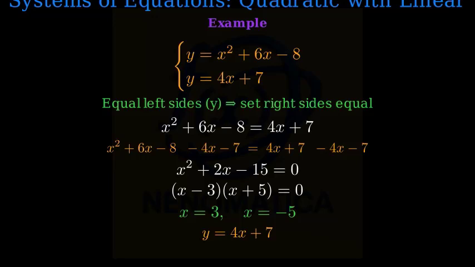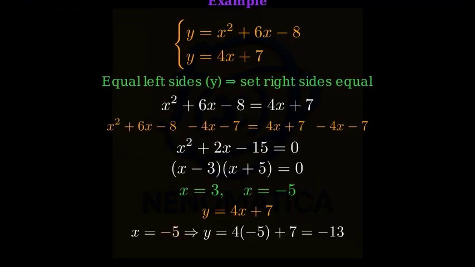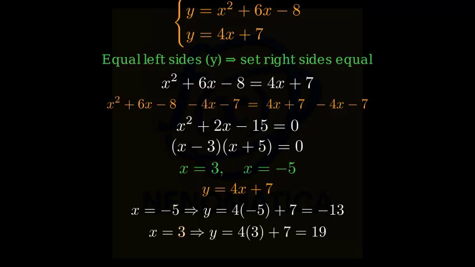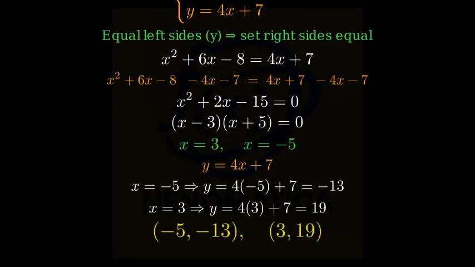Step 4. Use the linear equation y equals 4x plus 7 to find the y values for each x. For x equals negative 5, y equals 4 times negative 5 plus 7 equals negative 13. For x equals 3, y equals 4 times 3 plus 7 equals 19. Step 5. Write the solution as ordered pairs. The intersection points are (negative 5, negative 13) and (3, 19).